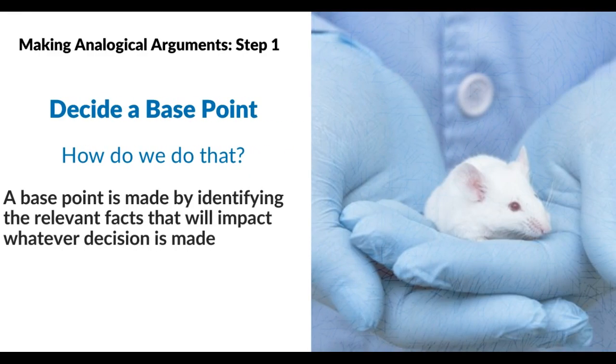Let us now discuss in a little bit more detail the three steps of making an effective analogical argument. The first step of making analogical arguments involves deciding a base point. How do we do that? A base point is made by identifying the relevant facts that will impact whatever decision is made. Let us look at some examples.